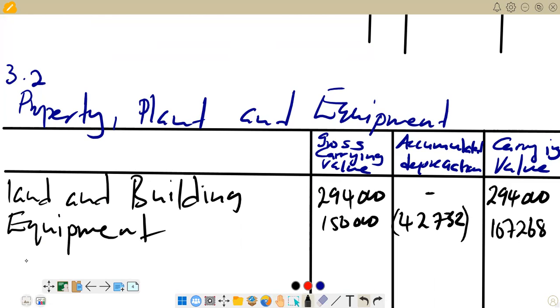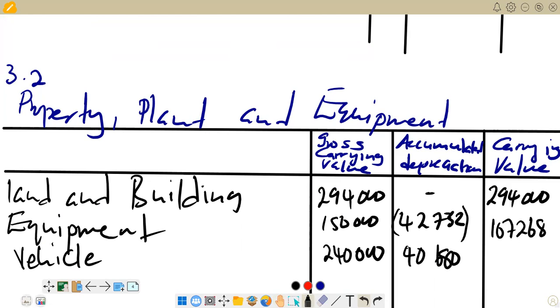Then lastly, we have got vehicle. So the gross carrying value, according to the information that we have in our trial balance, is 240,000, and then accumulated depreciation is 40,680. And then obviously we are going to subtract, and the net value that we are going to get there is 199,320. So this is what we have.